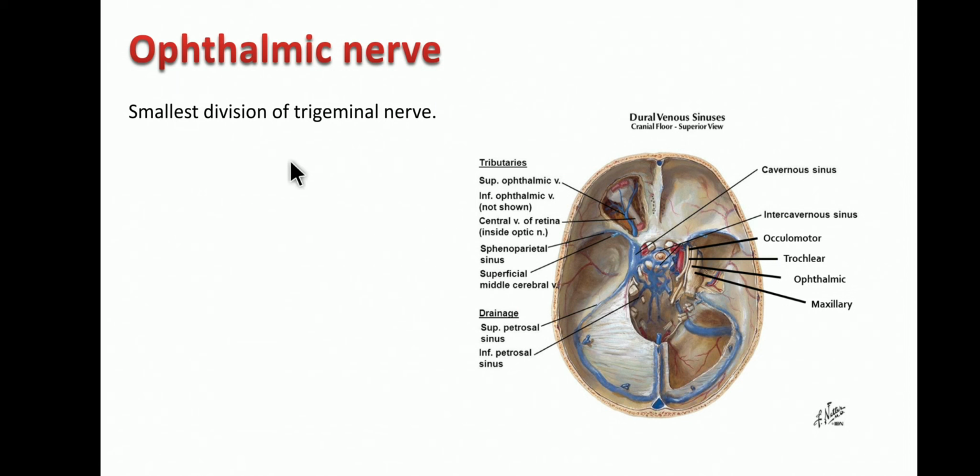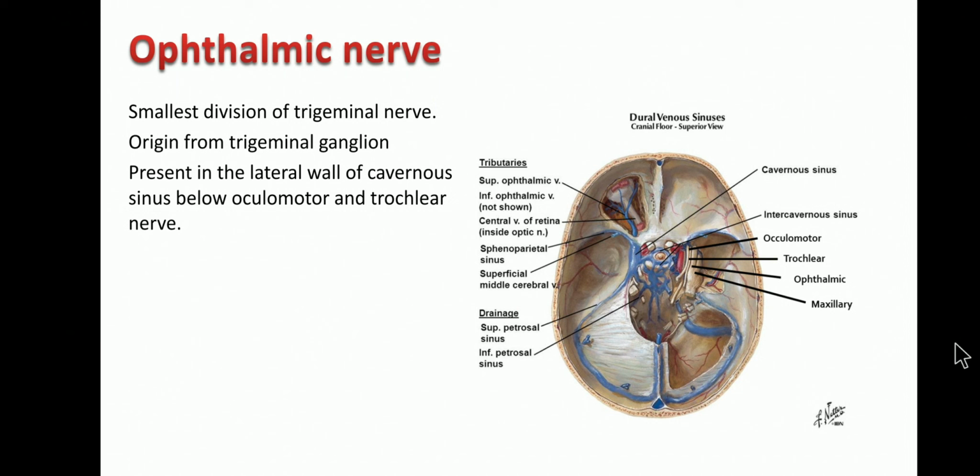The ophthalmic nerve is the smallest division of the trigeminal nerve. The other two are the maxillary and the mandibular. The ophthalmic nerve is purely a sensory nerve which arises from the trigeminal ganglion, which is situated in the fossa for the trigeminal ganglion in the middle cranial fossa on the anterior sloping surface of the petrous temporal bone. From the anterior part of the ganglion, you can see the three branches arising: the ophthalmic, maxillary, and mandibular.